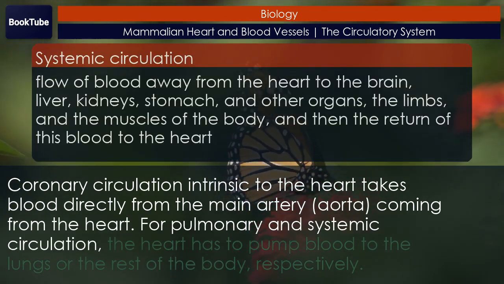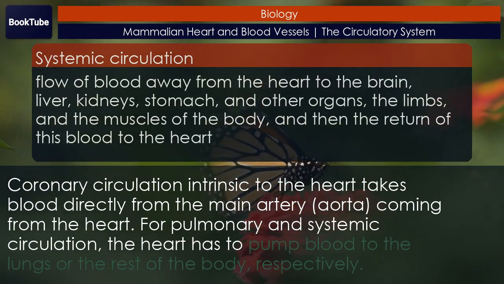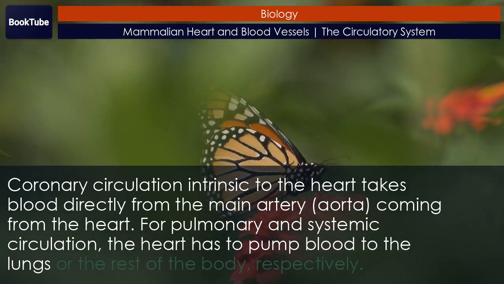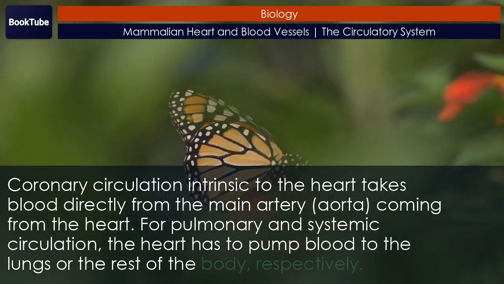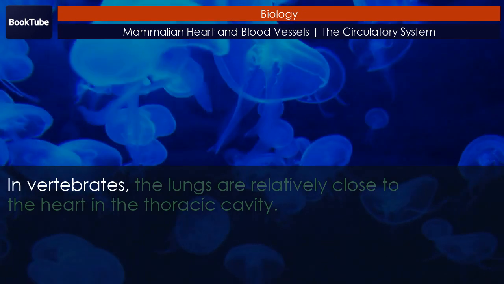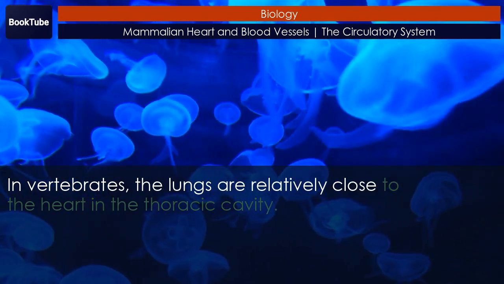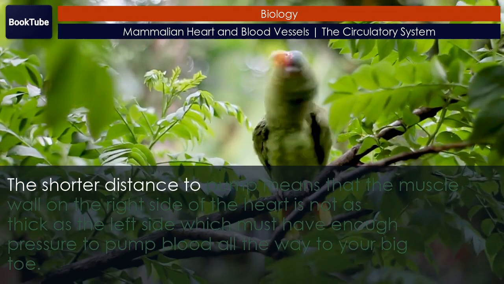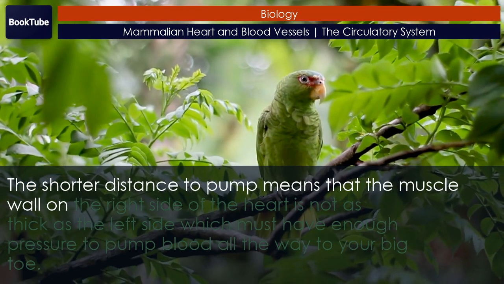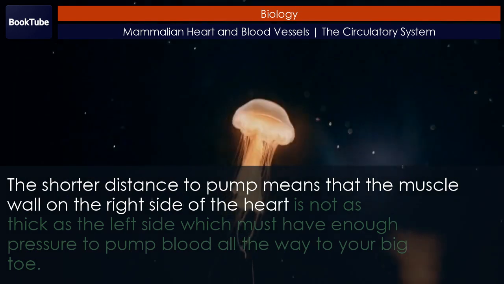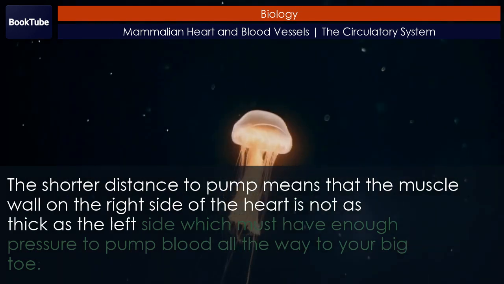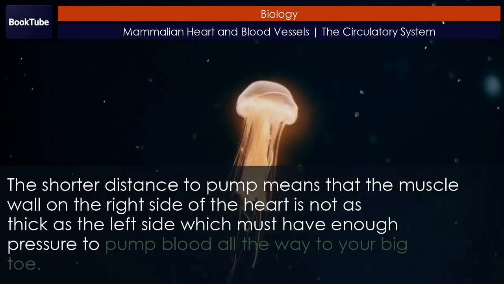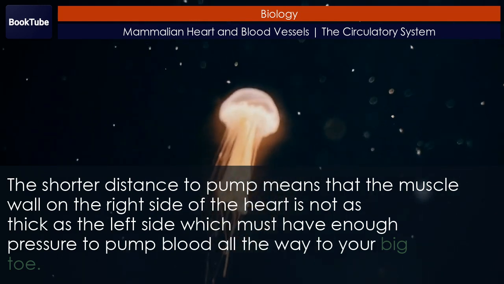For pulmonary and systemic circulation, the heart has to pump blood to the lungs or the rest of the body, respectively. In vertebrates, the lungs are relatively close to the heart in the thoracic cavity. The shorter distance to pump means that the muscle wall on the right side of the heart is not as thick as the left side, which must have enough pressure to pump blood all the way to your big toe.